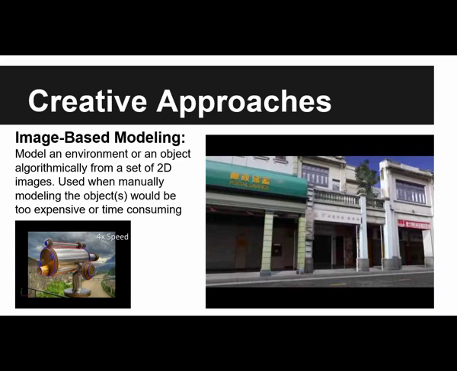Image-based modeling. Model an environment or an object algorithmically from a set of 2D images. Used when manually modeling the objects would be too expensive or time-consuming. This is also sometimes called photogrammetry.